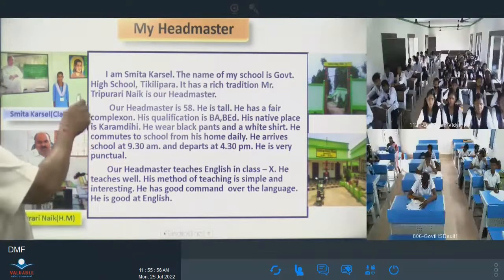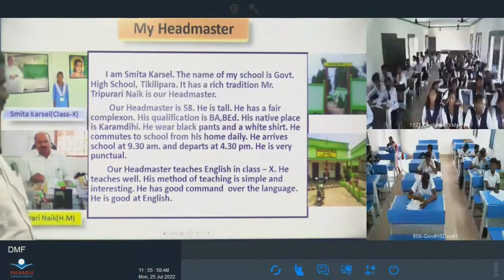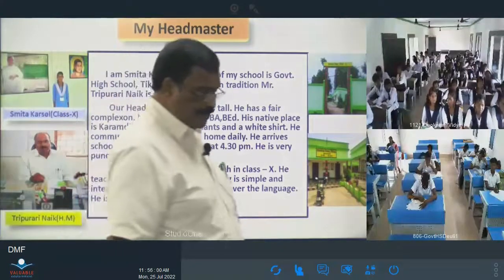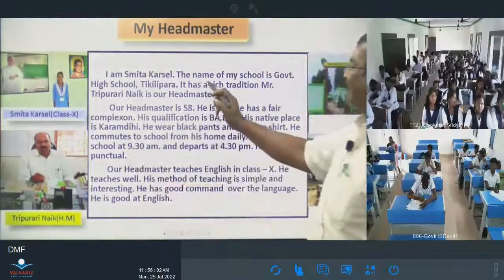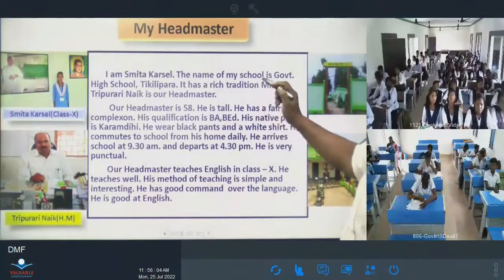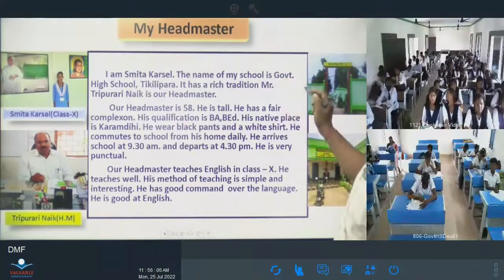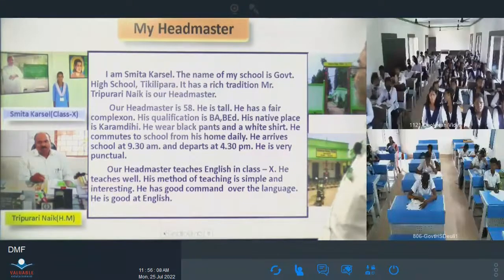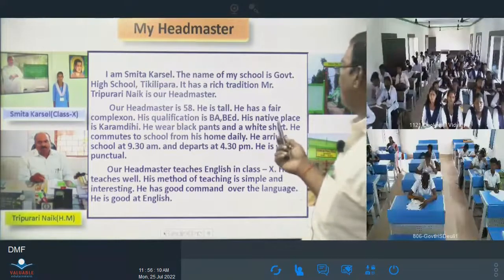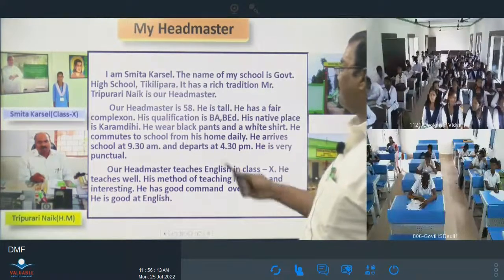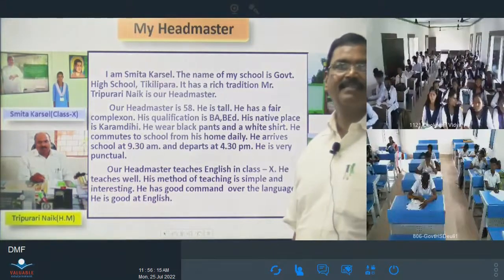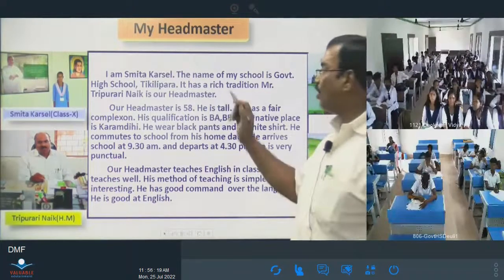So the student starts writing the essay in the first paragraph. If you take a look at the essay, I am Smita Kharsel. The name of my school is Government High School Tiklipada. It has a rich tradition. Mr. Tripura Naik is our headmaster. So that's the introductory paragraph.